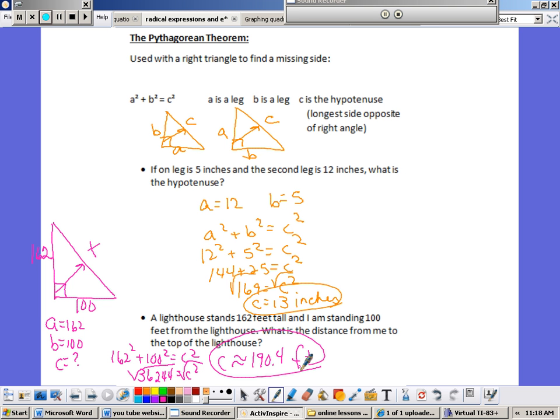So make sure that you know where to put the numbers in. You don't always put them in at A and B. Sometimes you know C. In this case we didn't know C, but that doesn't mean you're not going to get one like that. So make sure you look to see what you know and what you don't know, A, B, or C.